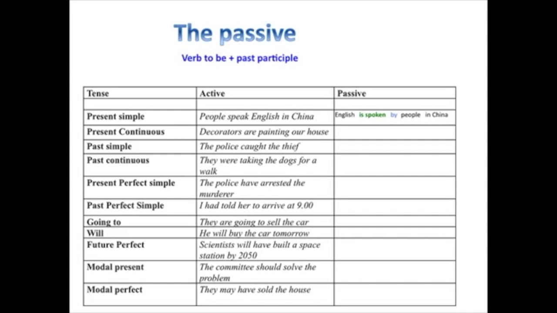Present continuous. Decorators are painting our house. The object, our house. The verb form of are painting in the present continuous is being painted. And then the subject, by decorators. Past simple. The police caught the thief. The thief was caught by the police. Okay, pause this slide, work through the chart, answering the passive sentences.